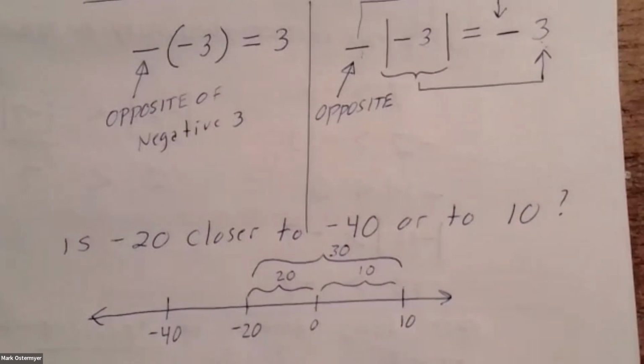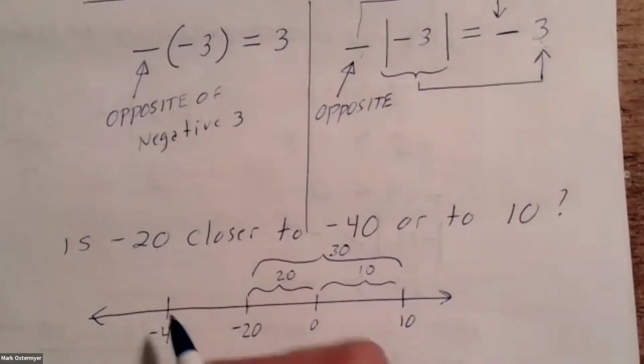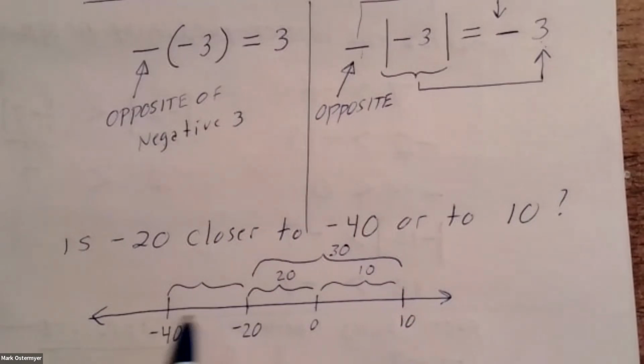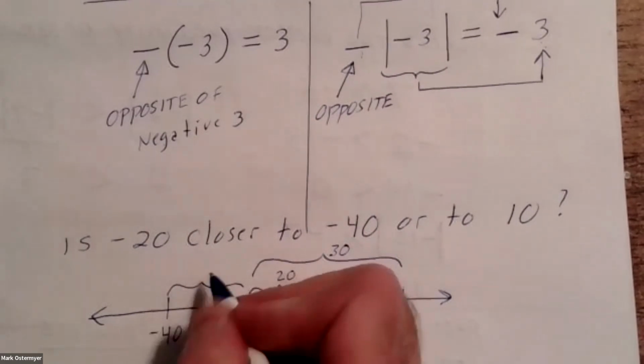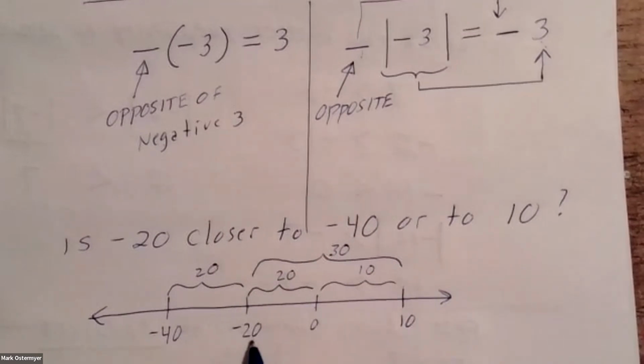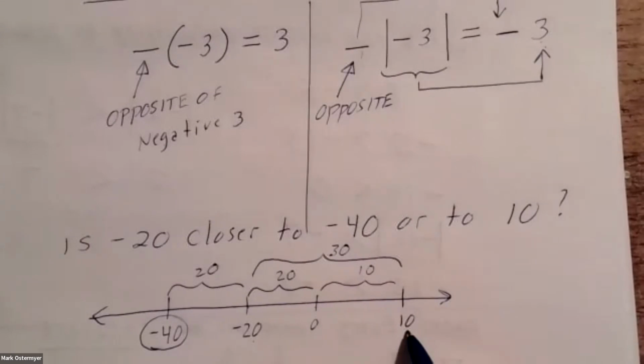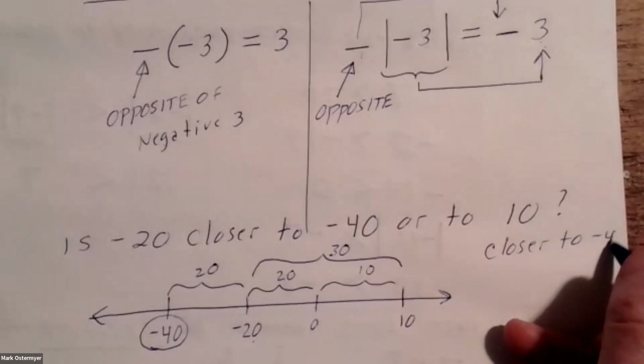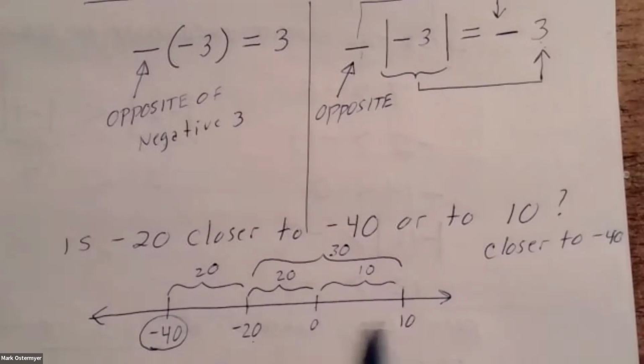Do you agree? Correct. How many units away are -40 and -20? 20 units, right? So it looks like -20 is closer to -40 than it is to 10. Everybody see that there? So therefore, it looks like -20 is closer to -40. Okay. So maybe by drawing it out on a number line, that'll help you to better understand.